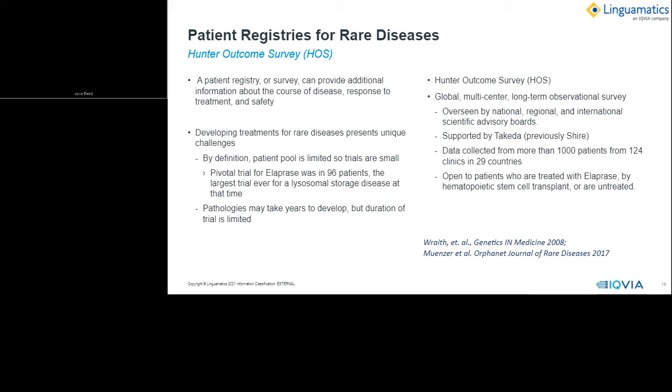And that's exactly what the Hunter Outcomes Survey is. It's a global, multi-center, long-term observational study. It's supported by Takeda, previously Shire, and it covers data for more than 1,000 patients across 30 different countries.